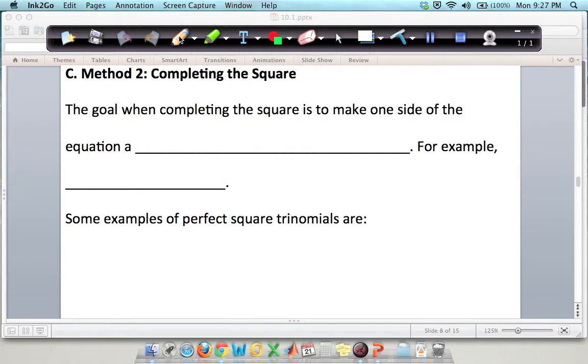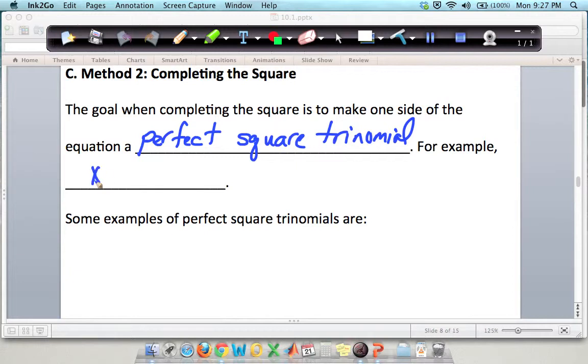Okay, the second method we're going to learn is completing the square. And the goal when completing the square is to make one side of the equation a perfect square trinomial, just like we saw on the screen before. So for an example, we could have x plus 1 squared. So you have the same two factors.